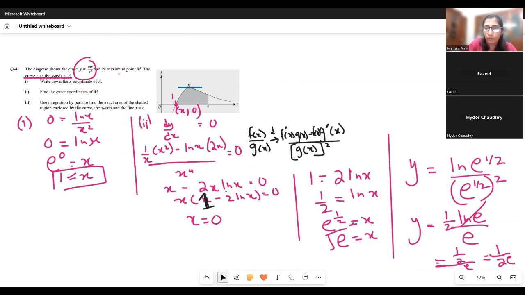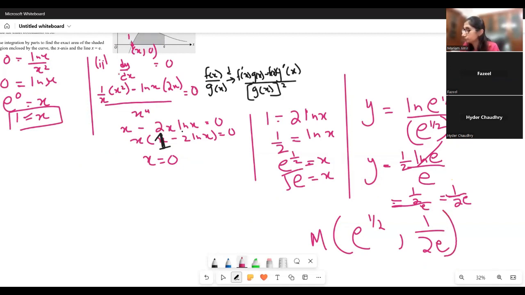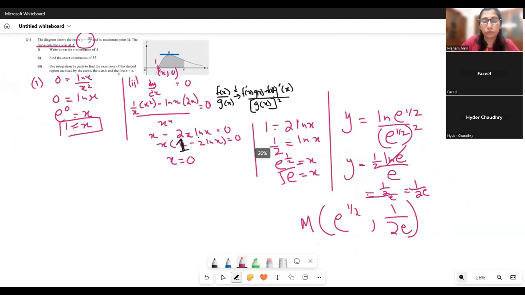So the coordinates of M are e power half, comma 1 by 2e. Let me confirm. Yes, that's correct. Square root of e, comma 1 by 2e. Part 3 requires integration, which I have not taught yet. So we'll do that again in the integration worksheet.